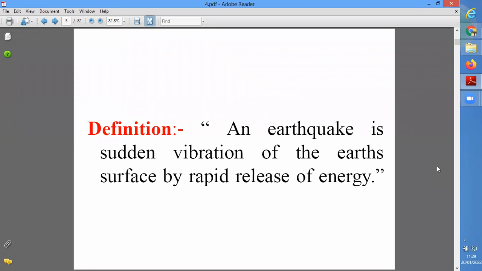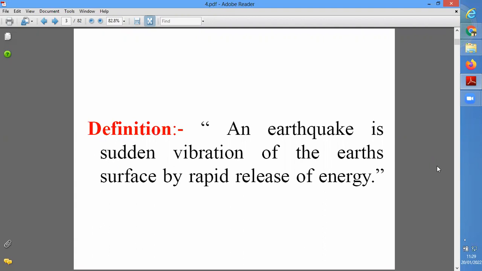Best example of how energy is released suddenly: a balloon which is full of air. When you apply a pin to that balloon, suddenly it breaks, because in that balloon the energy is stored, and when we apply the pin, suddenly that energy is released.